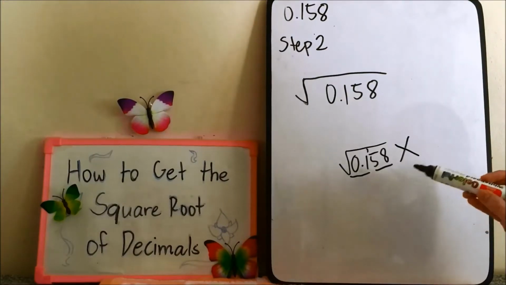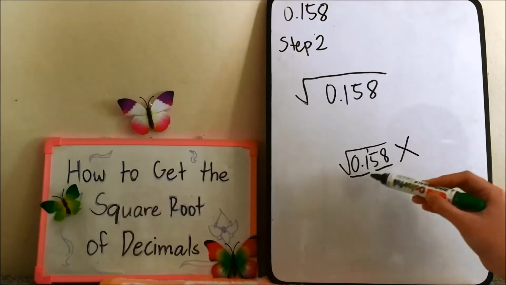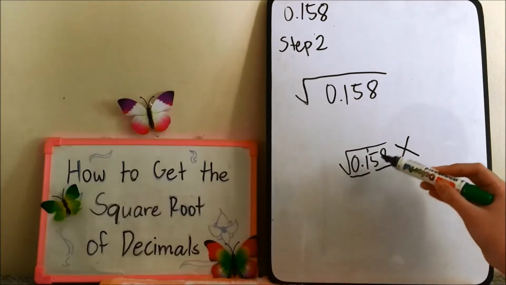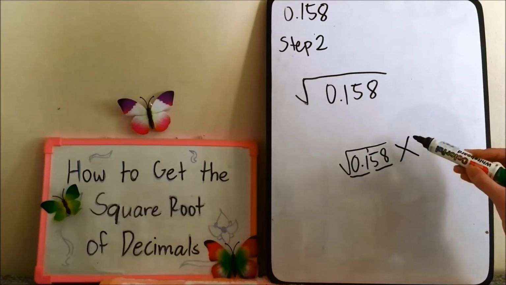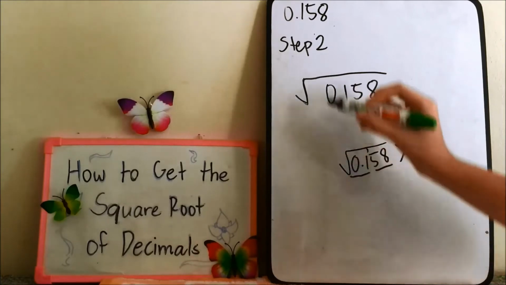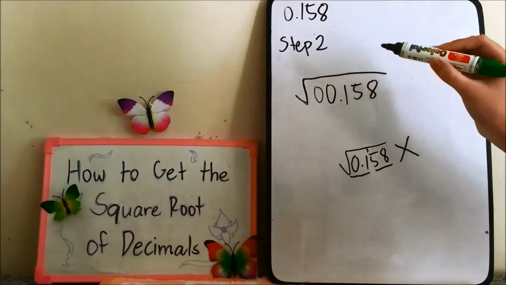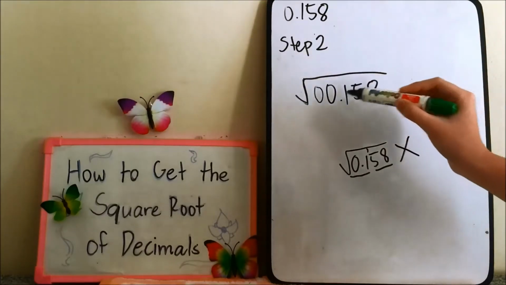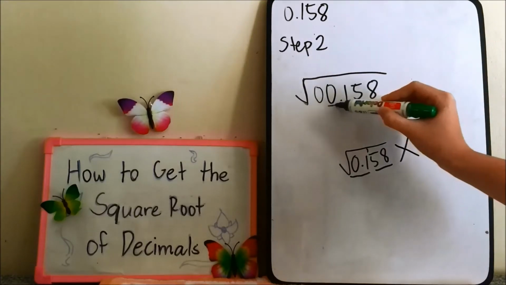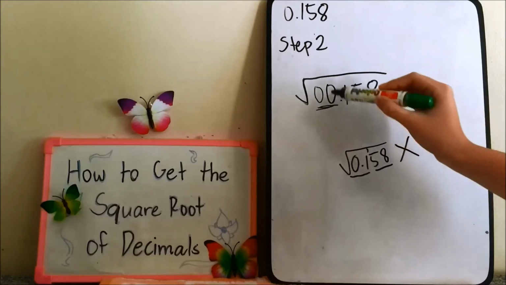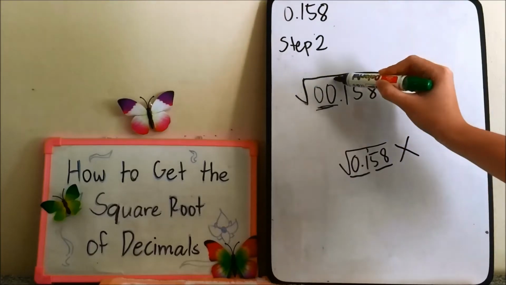When pairing digits of decimals, we pair the whole number parts and decimal parts separately. So the pairs should be like this. We will put a 0 in front of the number as the pair of our whole number part, which is 0. So now we have one pair, 0, 0.